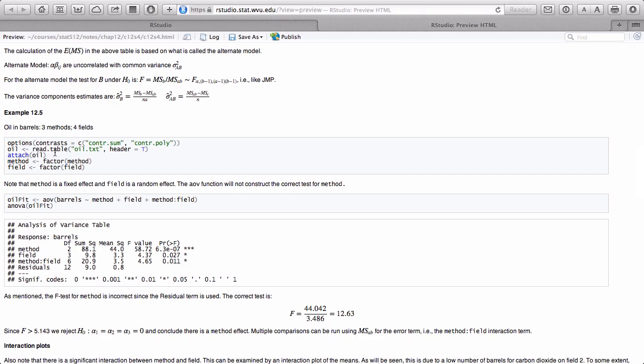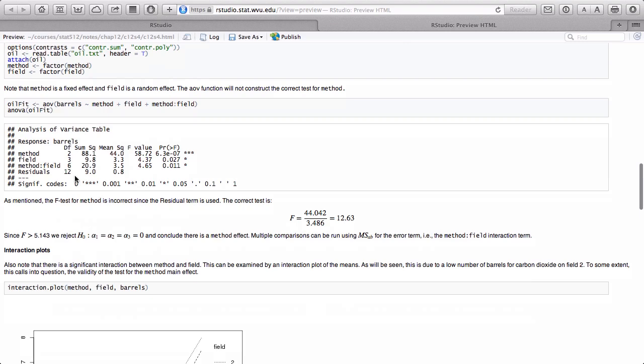So we're going to read the data in, and we're going to make both method and field a factor. And then we're going to fit the model, barrels tilde method plus field plus the interaction. Notice that, I think I've talked about this before, but the interaction in R is method colon field.